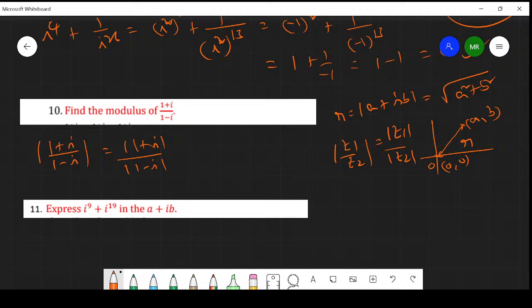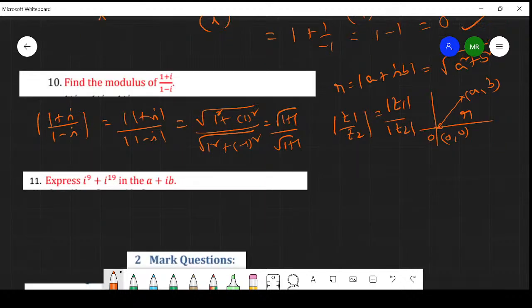So mod of (1 plus i) by (1 minus i). Now follow the formula: mod a plus ib is root of a square plus b square. So the root comes as 1 square plus b square, where b, the i coefficient, is 1. Similarly, 1 square plus b is minus 1, minus 1 whole square. You check here, this will be root of 1 plus 1 by root of 1 plus 1. Observe what I am doing, it's a very simple way to write the modulus. This is 1 square plus 1 square, this is also 1 square, and here also 1 square plus minus 1 whole square.